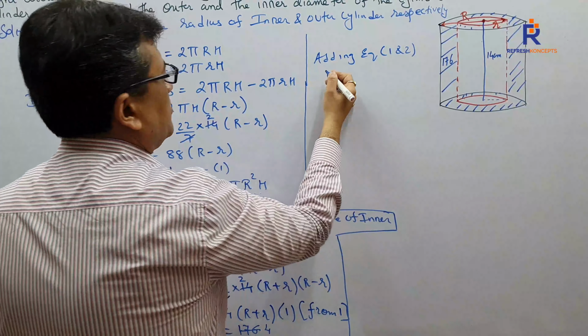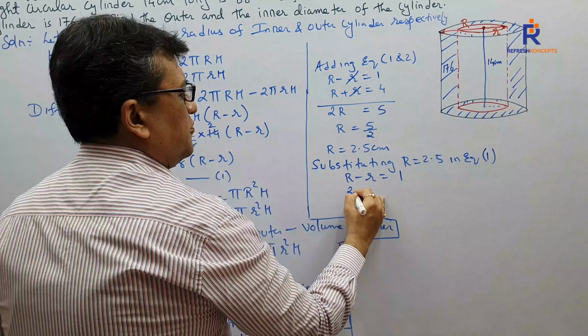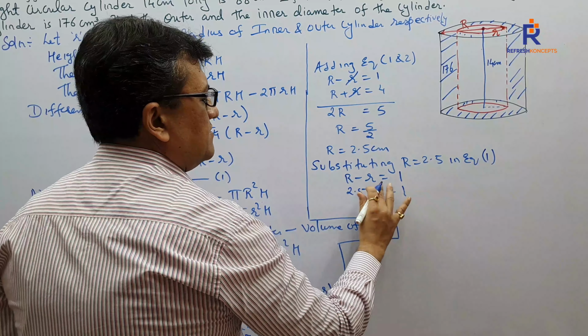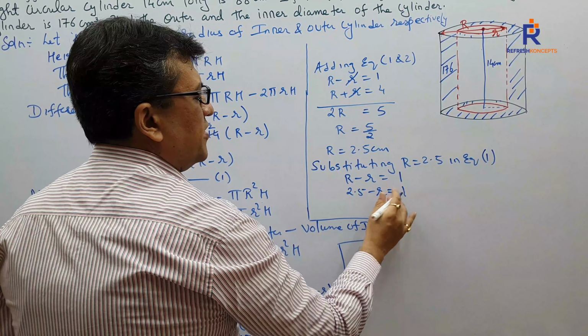On substituting the value of R in equation number 1 or 2, whatever you want. Substituting R equals 2.5 in equation. We shall go with 1 or 2? 1. R minus r is 1. 2.5 minus r is 1. r is equal to 2.5 minus 1. r is 1.5 centimeter. But our problem is not done yet.